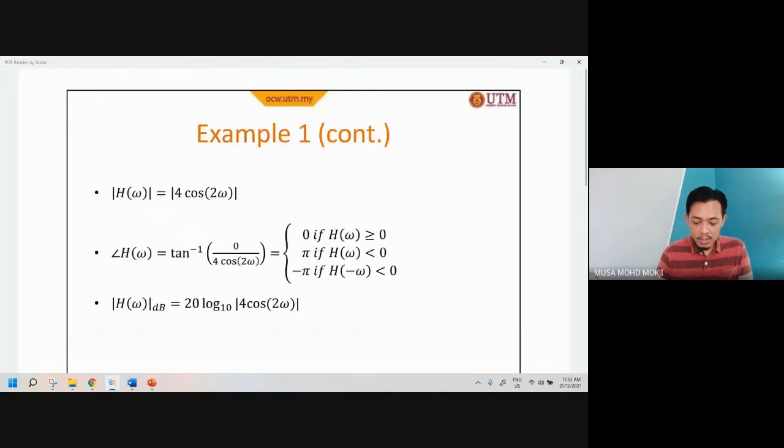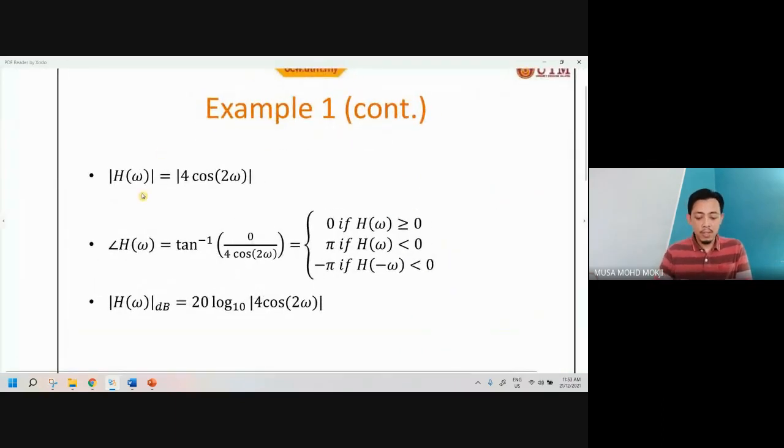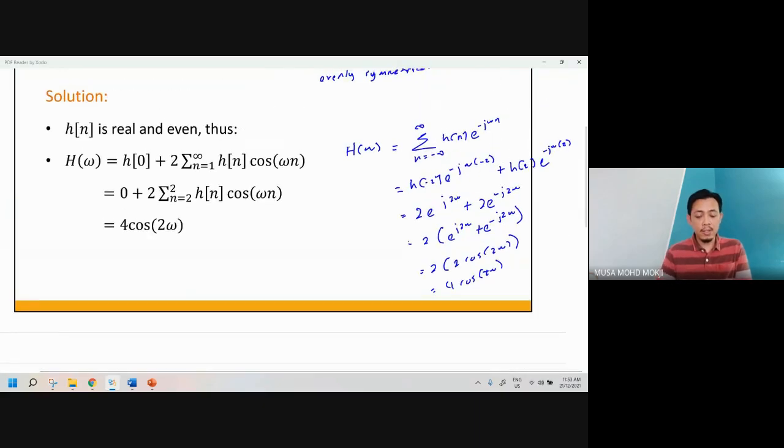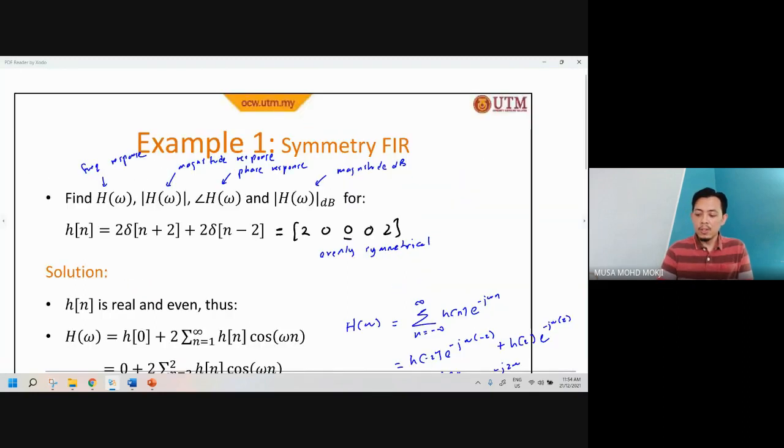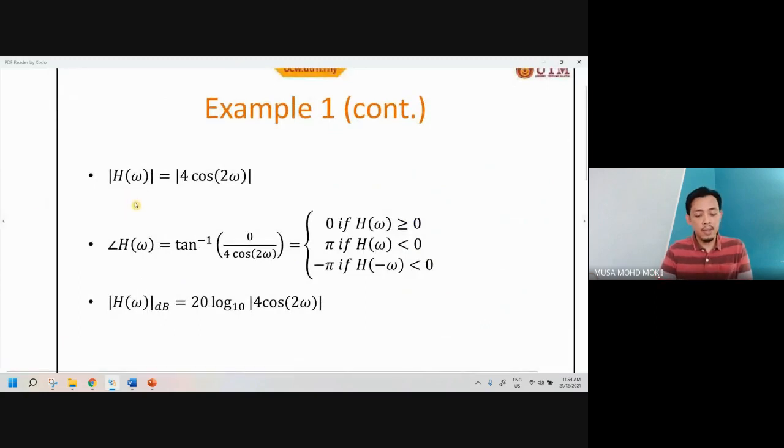Okay, what's next? Then we need to find the magnitude. This is what we call the frequency response, because this is just the original H(omega), 4 cos 2 omega. Because we already know that if it is even, we will have just a real value. What is the imaginary value? 0. So this is the real value only. Doing the magnitude is very easy. The magnitude is the square root of real squared plus imaginary squared. Because we don't have an imaginary part, you just put an absolute value. Whatever the value here, it converts it into a positive value: positive stays positive, negative becomes positive. And this is the phase.